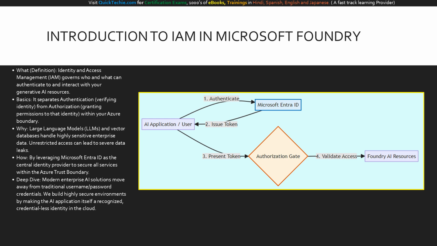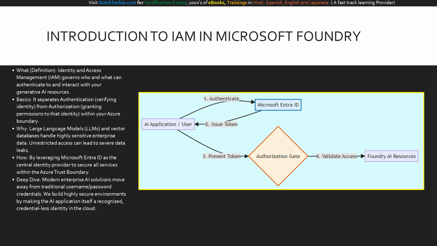Let's begin by defining identity and access management, or IAM, in the context of Microsoft Foundry. At its core, IAM is the security discipline that ensures the right people and the right applications have the right access to your AI resources. The basics require us to understand two distinct phases: authentication, proving who you are, and authorization, determining what you are allowed to do.